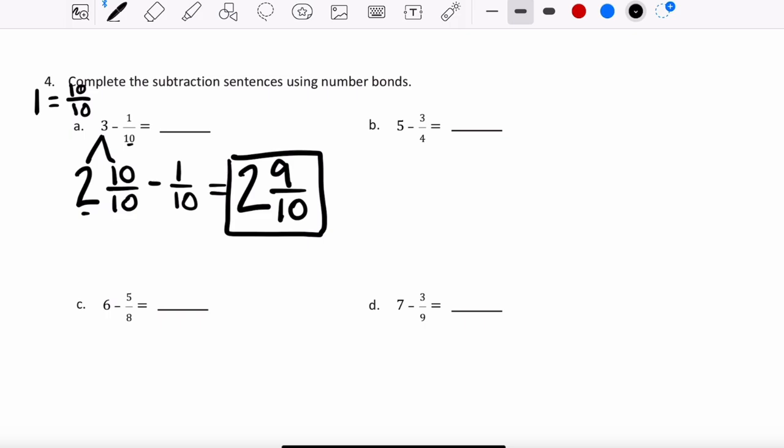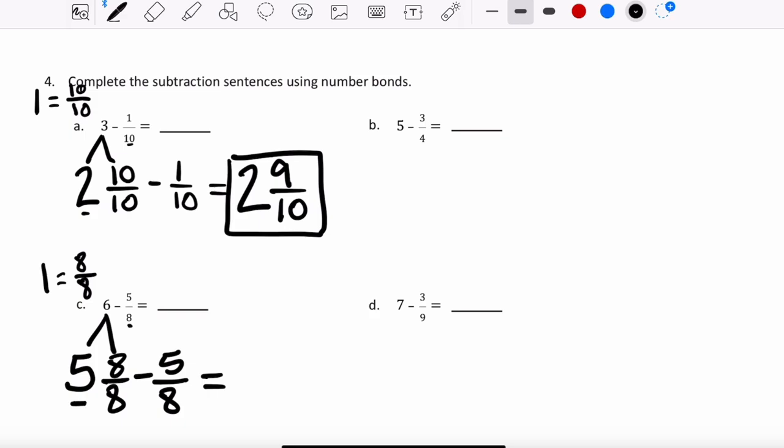Okay, next we're going to look at C. So we're going to make 6, take away 1 whole, which gives us 5. Now we make that whole into a fraction. We look at our denominator, which is 8. So we have 8 eighths. So now we have 5 8/8, and we can subtract our 5/8.